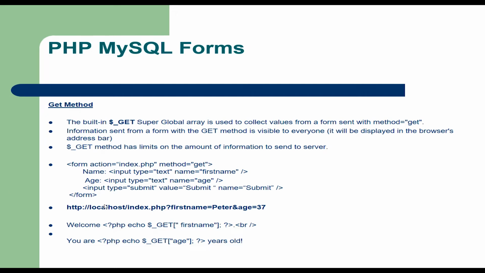Next, let us see an example form where our action is index.php and method is get. We have created two input type text fields with the names first name and age, and last we have added a submit button. Once the user clicks the submit button, the data is posted to the server. Unlike the post method, here the data is posted as a query string, so first name and age values are also part of the URL.